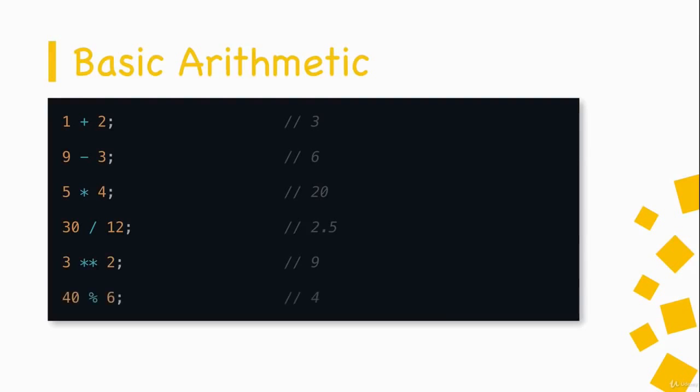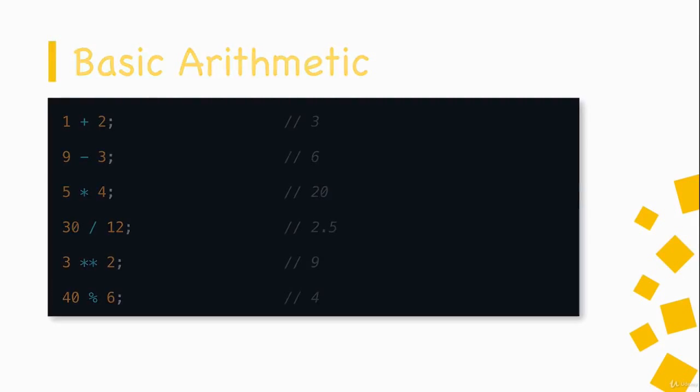And of course, we also have modulus. So 40 modulus 6 equals 4. How does this work? Well, first we divide 40 by 6. As you can see, 40 divided by 6 does not result in a whole number. The biggest that we can get is 6 times 6, which is 36. So 36, when subtracted from 40, gives us 4. So after division, 4 is what remains, and that's the result of this modulus calculation.